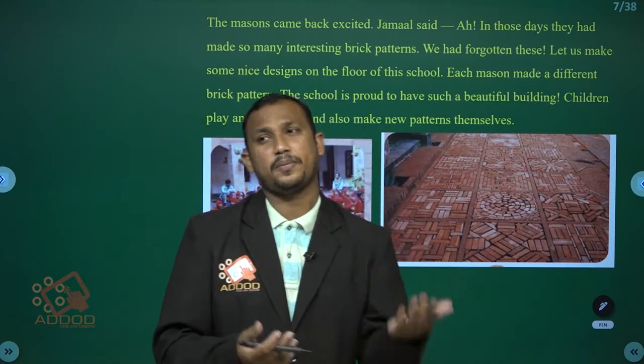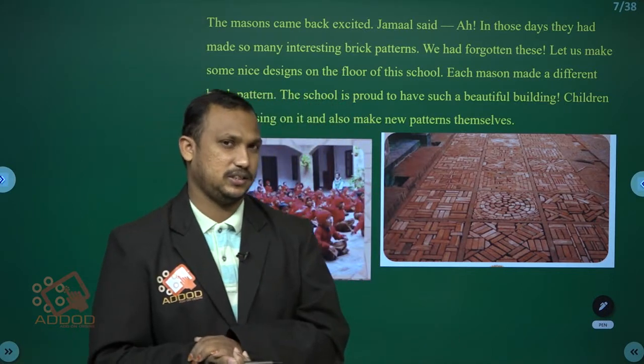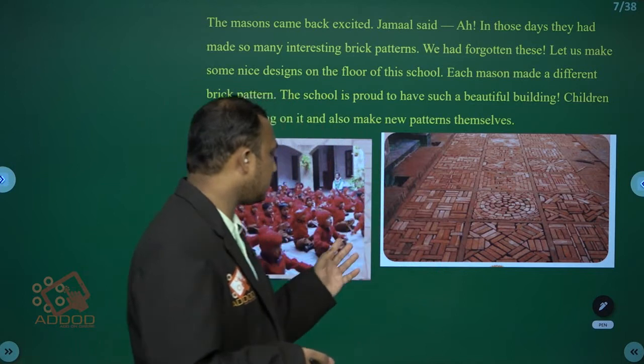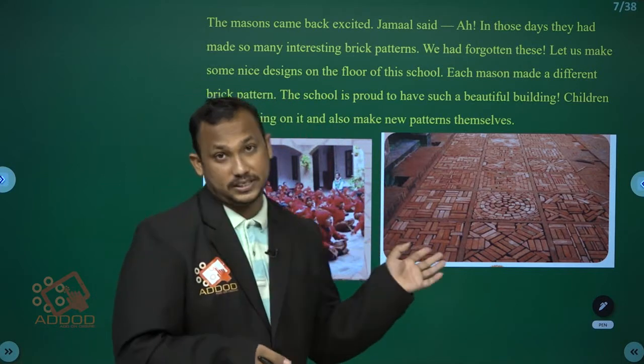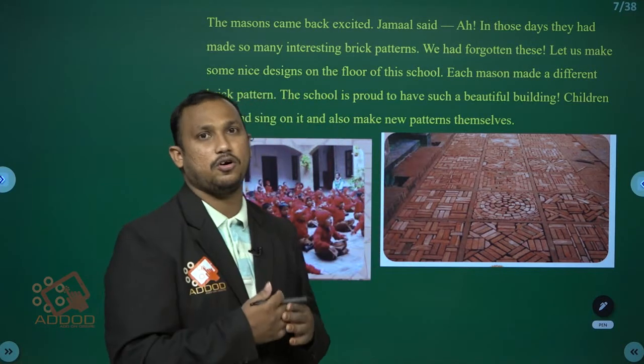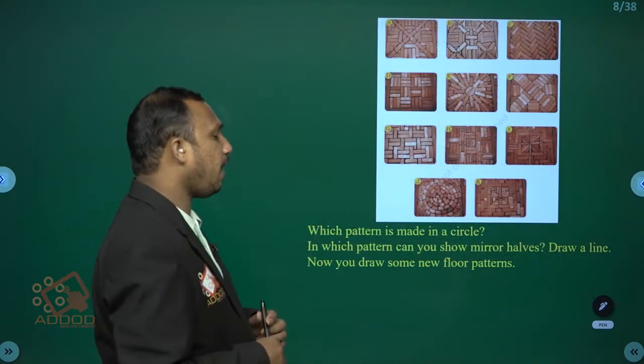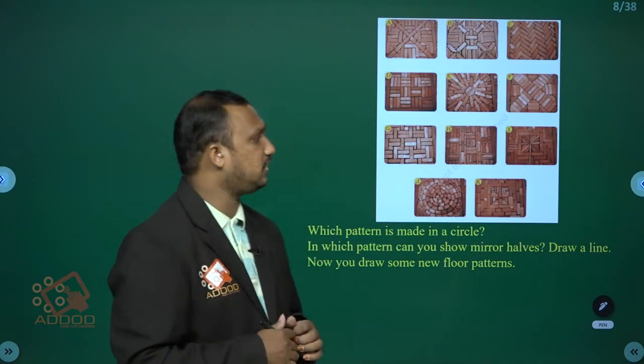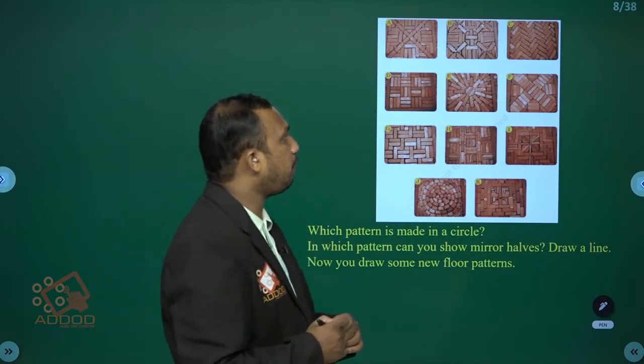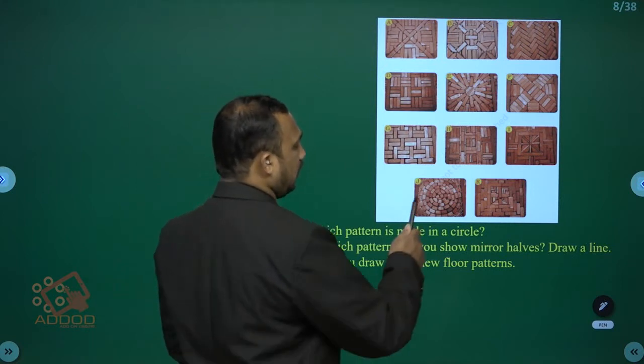There they also made some different types of patterns. Okay, here we can see that the children are also enjoying seeing their patterns and singing a song. Now, which pattern is made in a circle? In this, which is made by a circle? J.